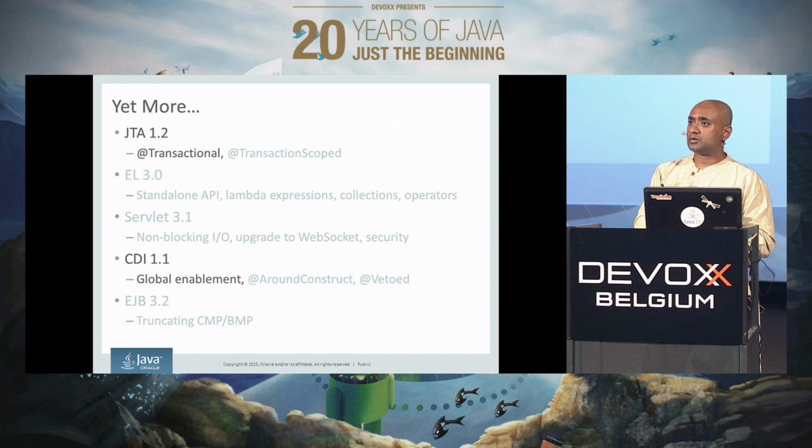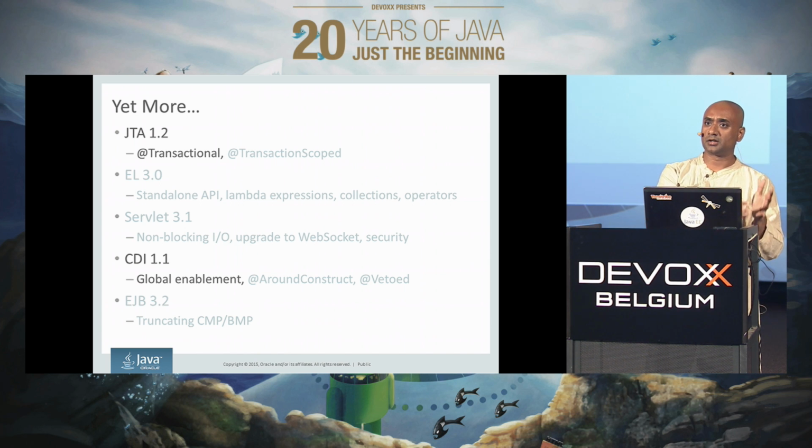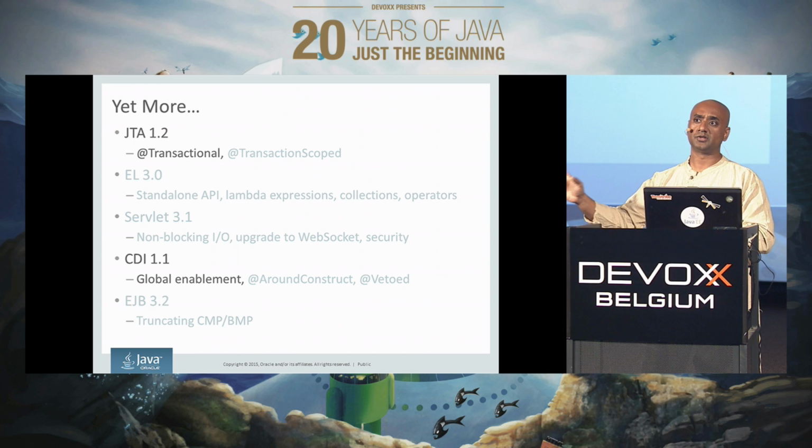In EL 3.0, the big thing really was decoupling the EL API out of JSP and making it available standalone. This is what is enabling us to make use of it in other places like bean validation, or even in Java EE 8, where we may be using the EL expression API in the security API. We couldn't do that until we decoupled it from JSP. So that's a big one.